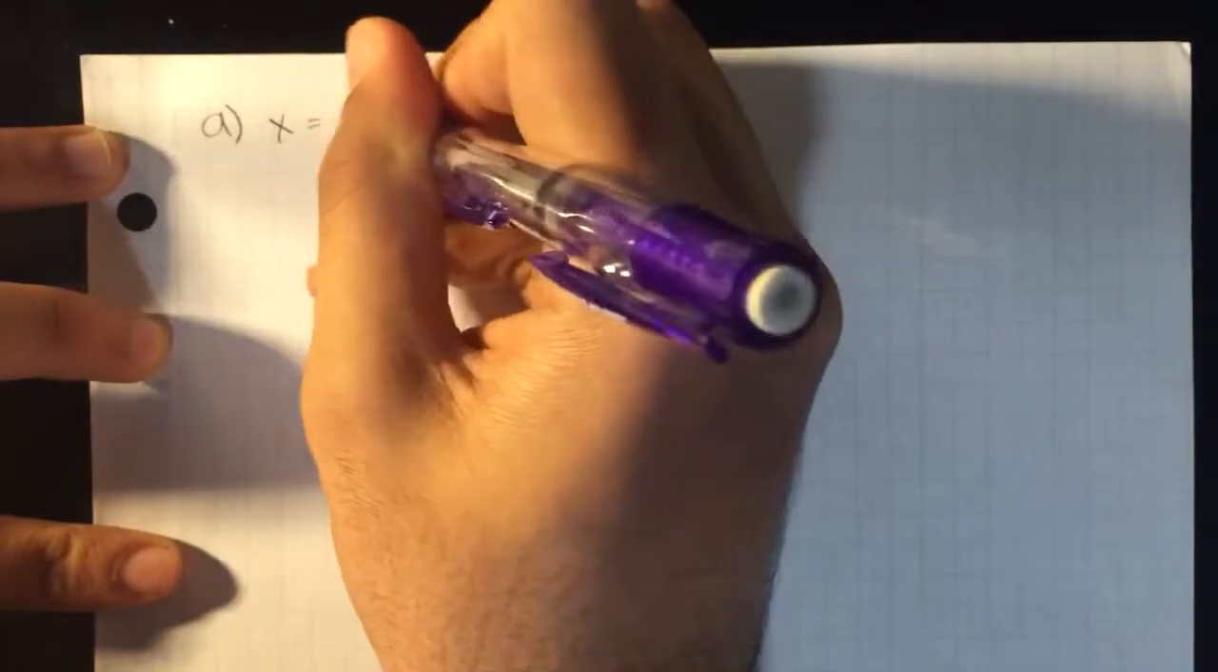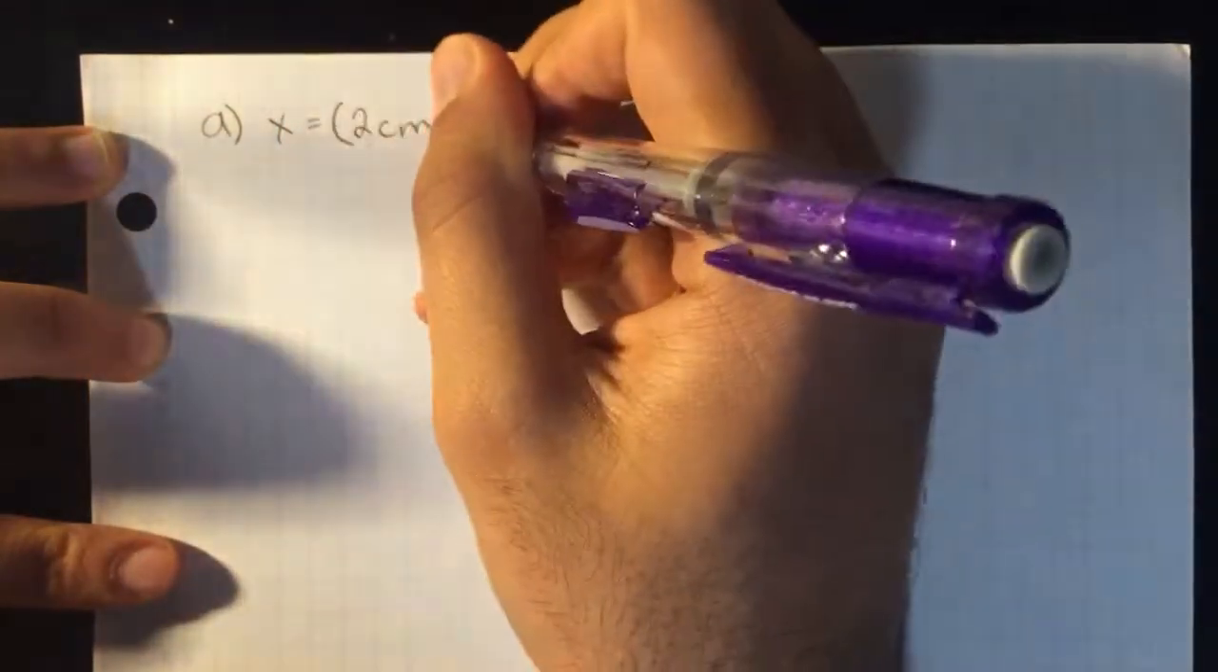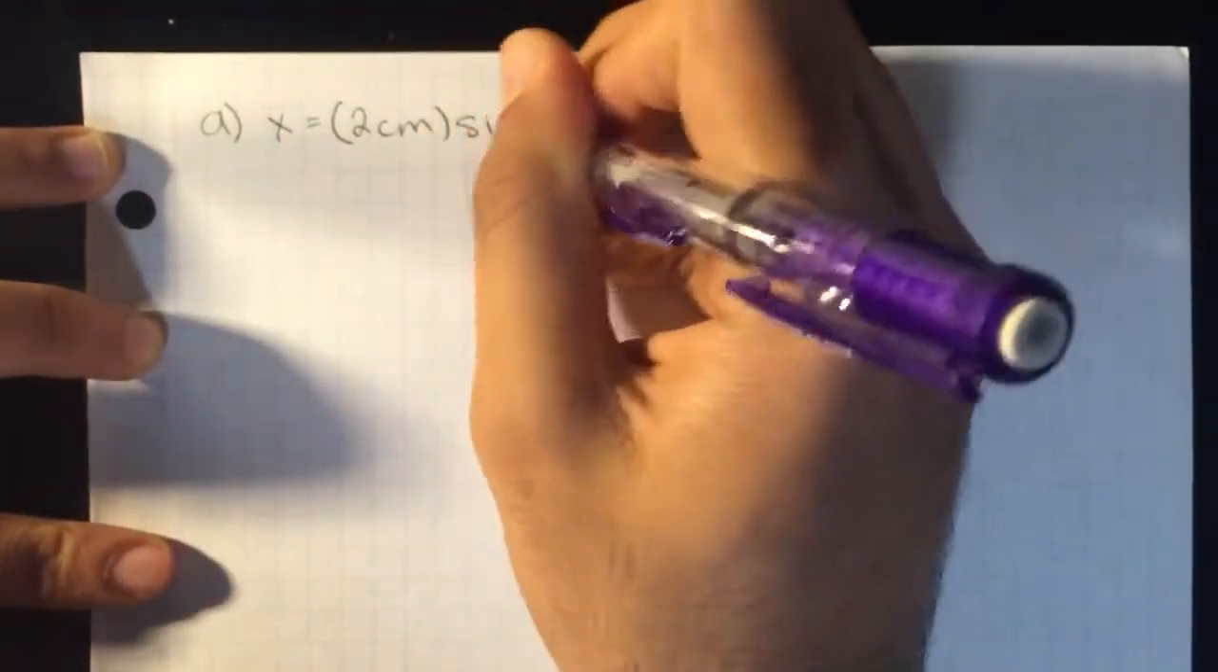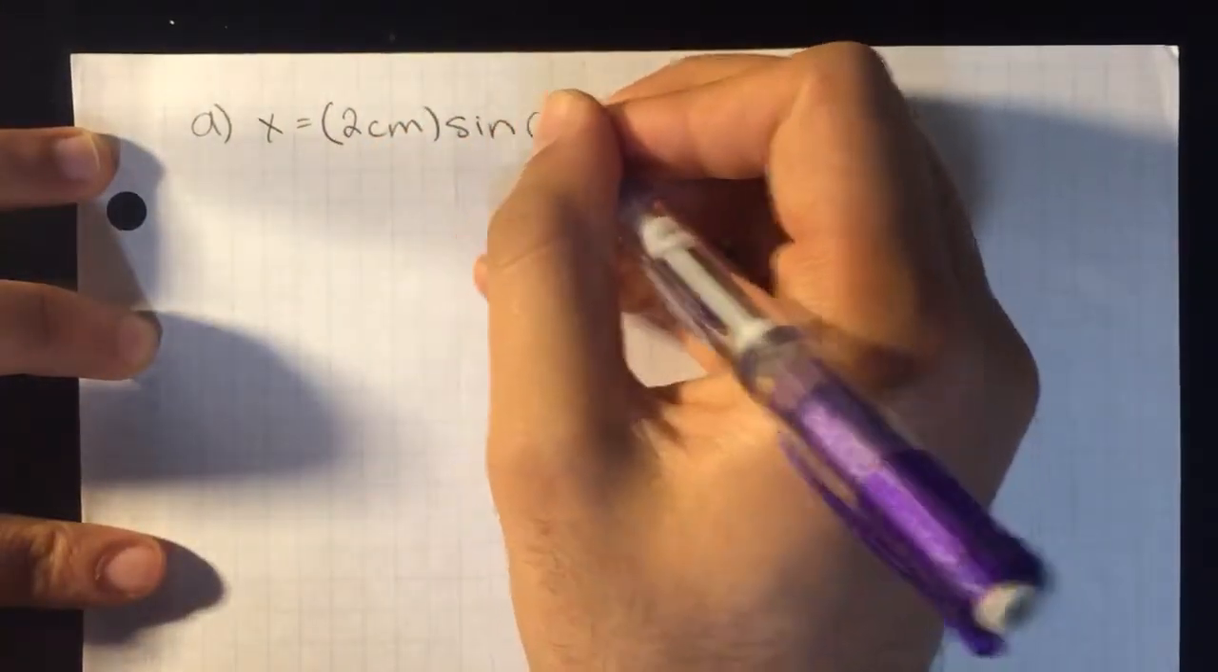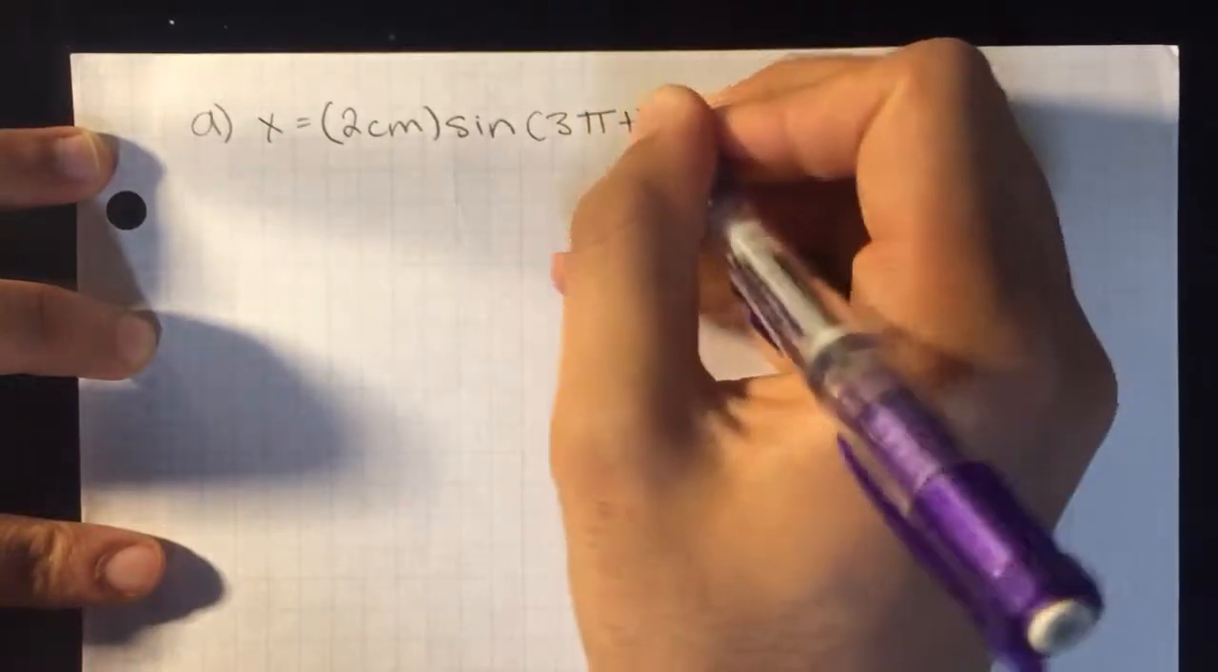Hello, I'm going to be doing problem number 5 from chapter 15 in the physics book. It's a simple harmonic motion problem, and our first step is to find the position of the particle. We're given this, and this is going to be our goal statement: x equals 2 centimeters, and that's going to be the amplitude, sine of 3 pi t.